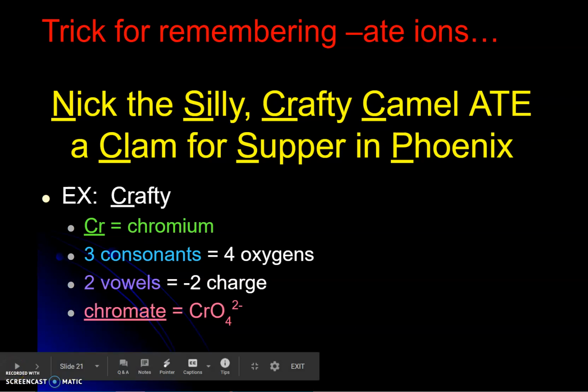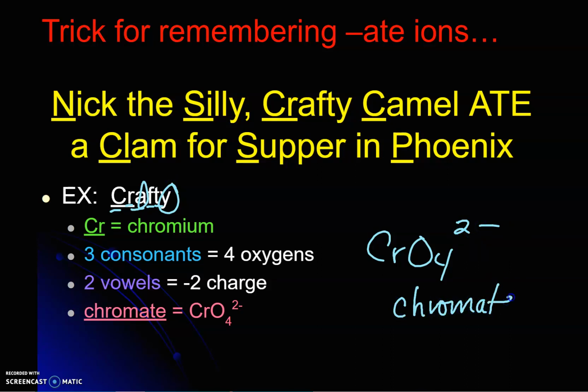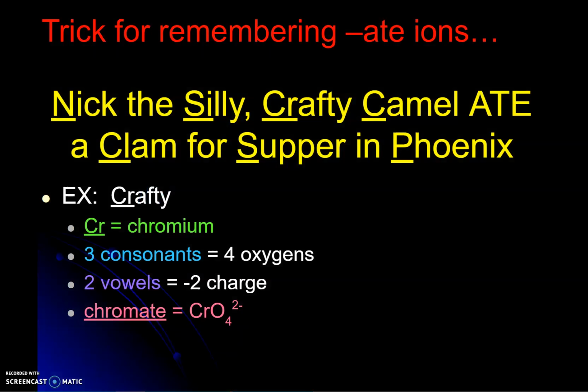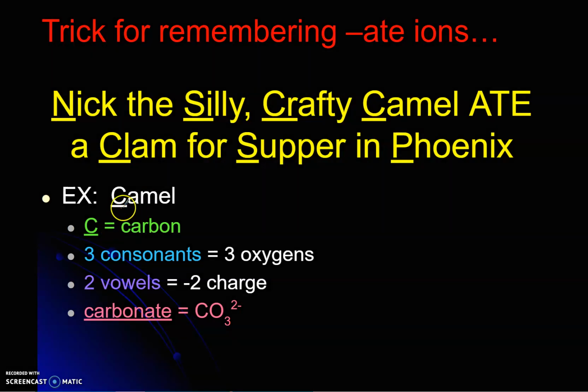Crafty. We have 1, 2, 3, 4 oxygens. So that's CrO4. And then we have 1, 2 vowels. CrO4 2 minus is chromate. And then we have camel. Camel is 1, 2, 3 consonants. CO3, 2 vowels, 2 minus, that is carbonate.